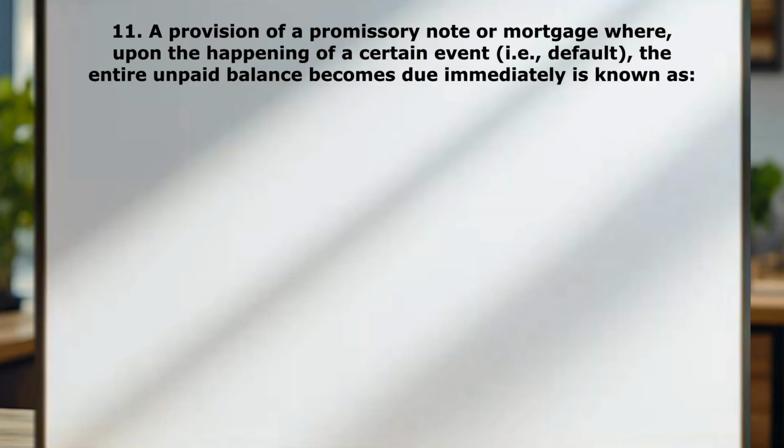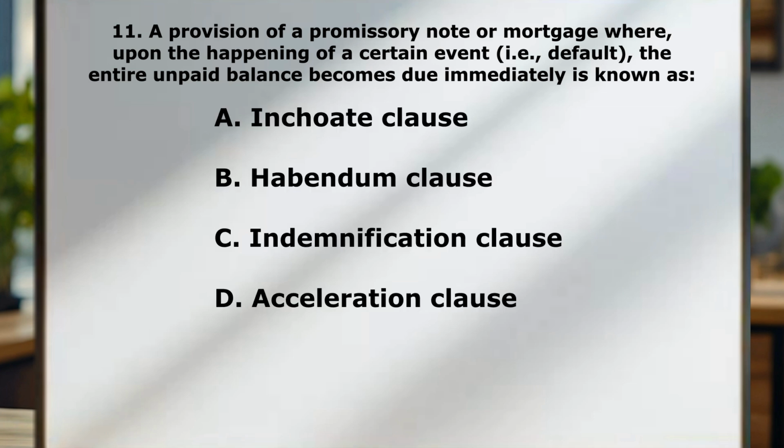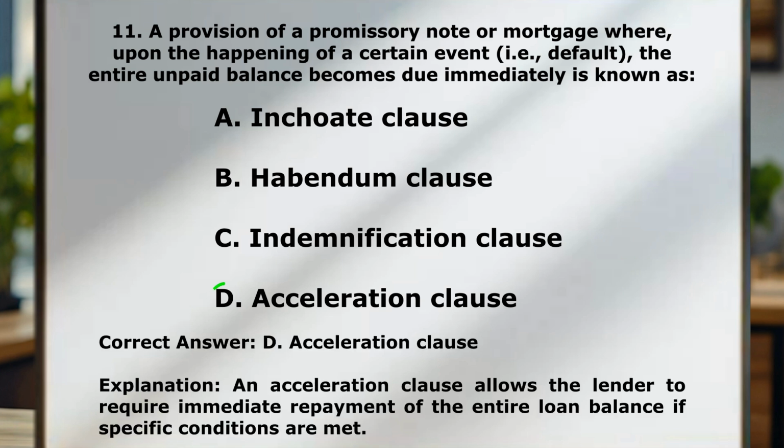Question number 11. A provision of a promissory note or mortgage where, upon the happening of a certain event, for example, default, the entire unpaid balance becomes due immediately is known as A, inchoate clause, B, habendum clause, C, indemnification clause, D, acceleration clause. The answer here is D, acceleration clause.